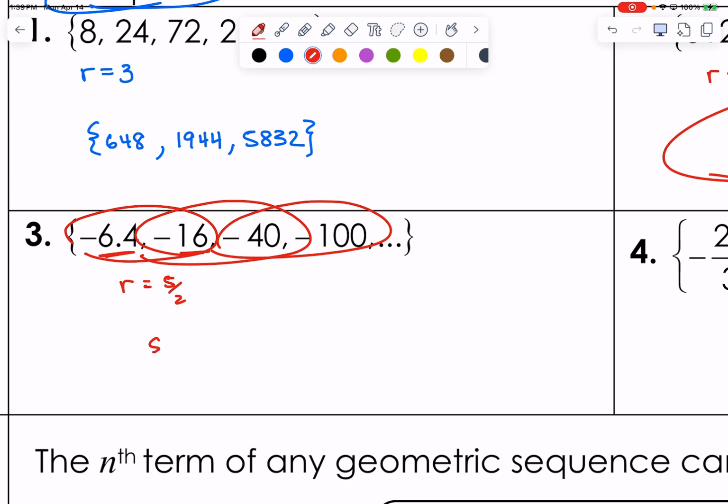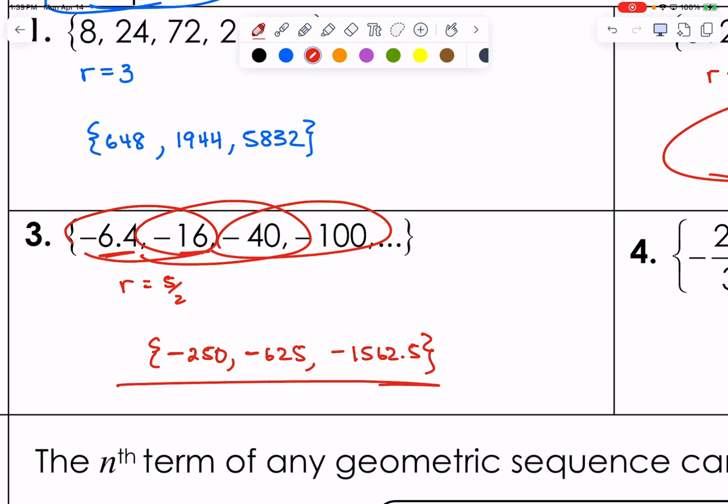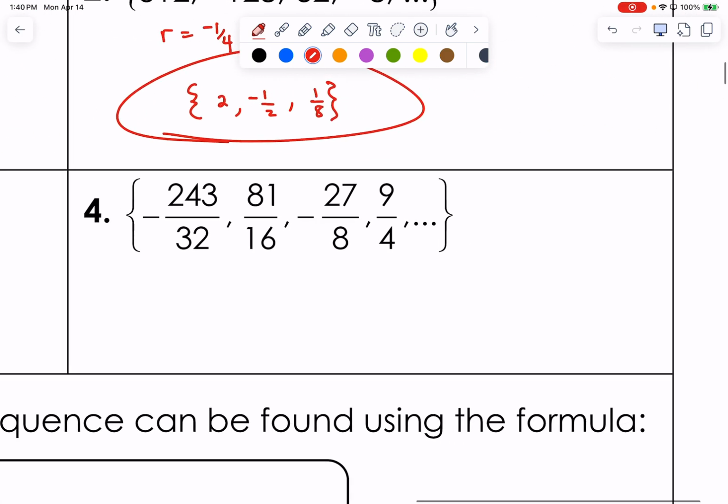All right, so I've got negative 250, negative 625, and negative 1562.5. Wait, don't they want fractions? For the common ratio, I want a fraction. For these, I don't care if it gets really big. What is the fraction? Negative 31/25/2. That's fine, too. That's the same thing. That is not. Why, you don't know how to math frac? Okay, I'm stupefied. My bad.